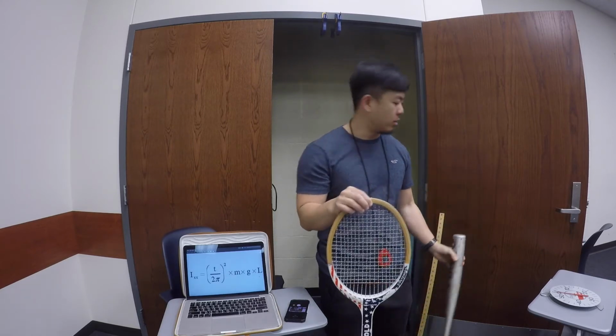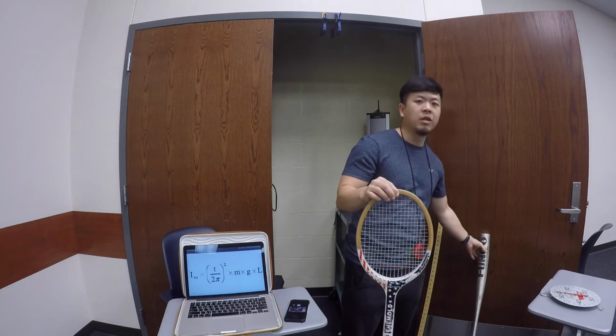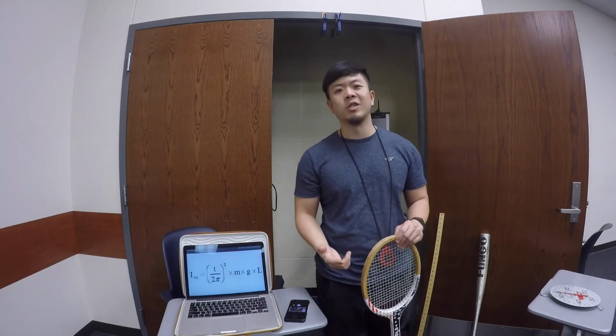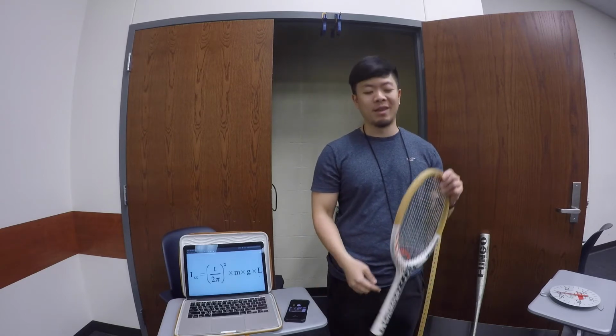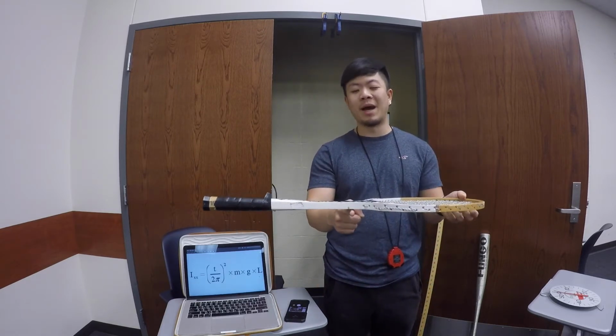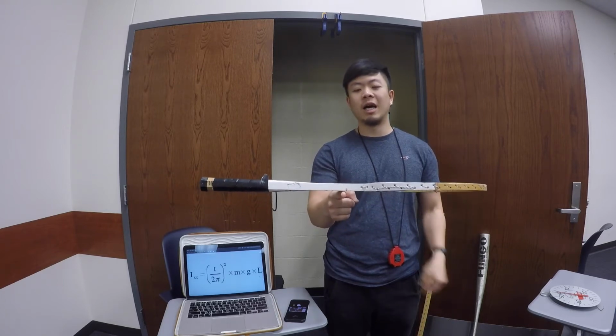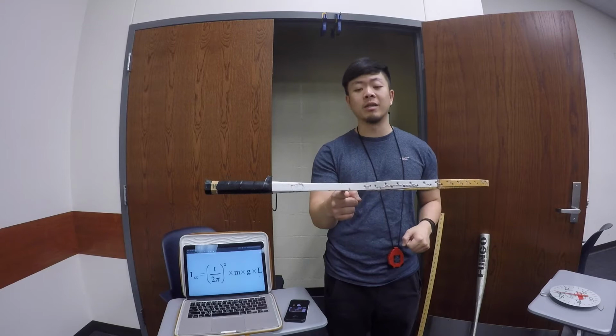So we need to figure out the distance from the center of mass to the axis of rotation. How do we find the center of mass? We use a very old school method. Use our finger, and try to balance it. So when I balance it like this, my finger is at the center of mass.